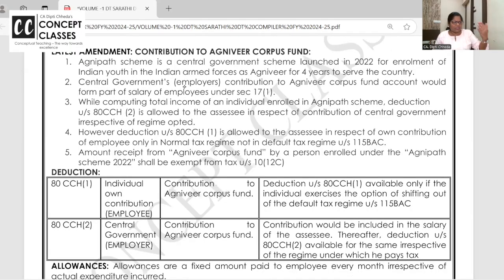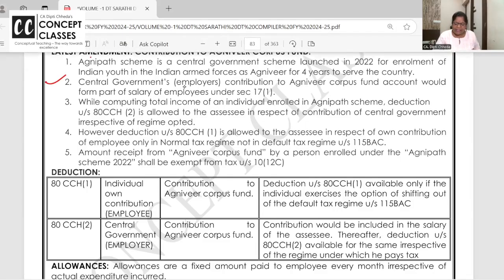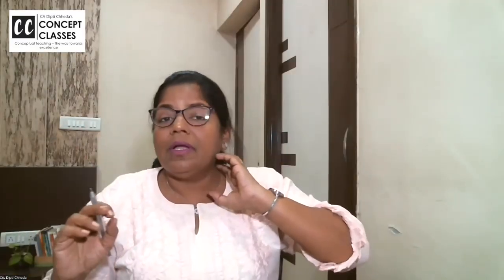And recently, in the January exam, they asked an amendment in the GST. A new exemption was added for toll, the build, operate and transfer model, and they simply asked a 5 marks question. Like that, Agniveer Corpus Fund, I'll tell you the gist. Who is the employer of the army? Army people are employed, so who is your employer? Central government. Central government is contributing to Agniveer. You are also contributing to Agniveer. Both of these are exempt on maturity when you receive the lump sum. But whatever the central government and the employee are contributing, you will get a deduction.